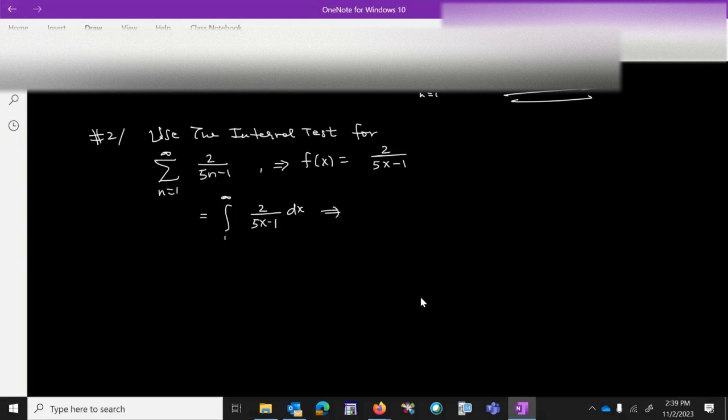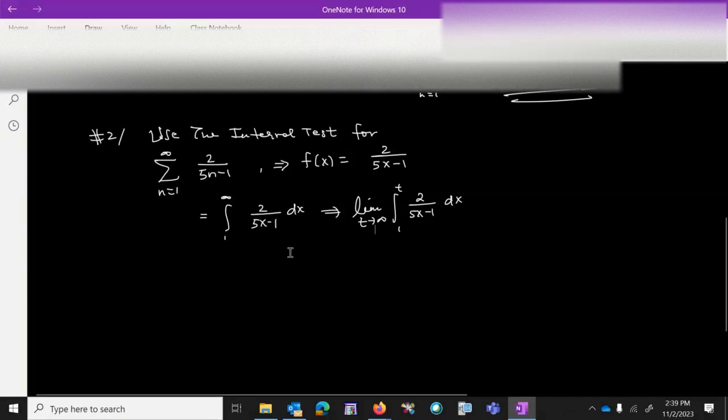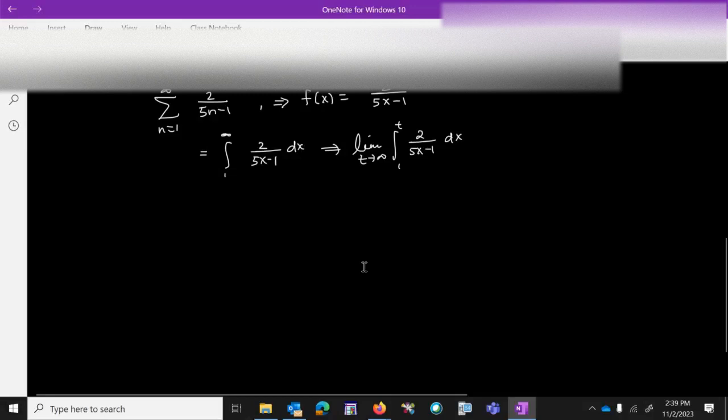Again, I can change this one further into a limit expression. The limit of the integral of 2 over 5x minus 1 dx from 1 to t as t approaches infinity. Now it is time to integrate my integrand.